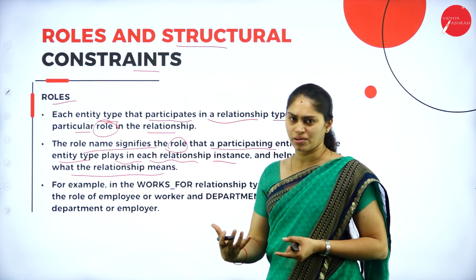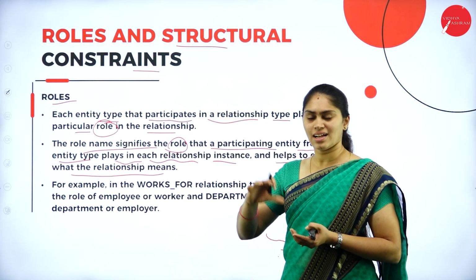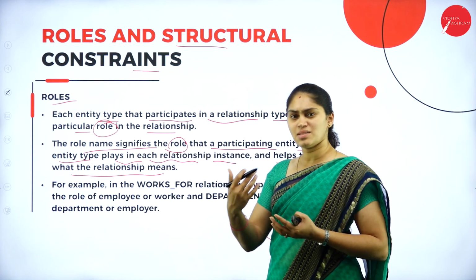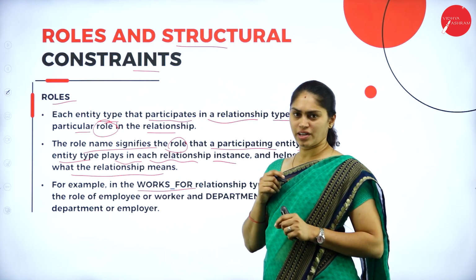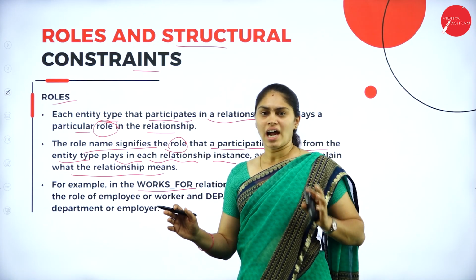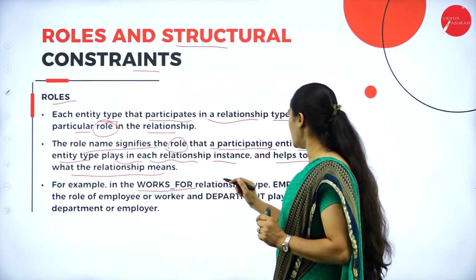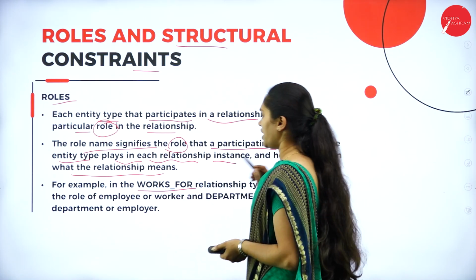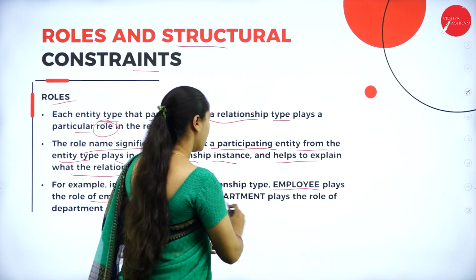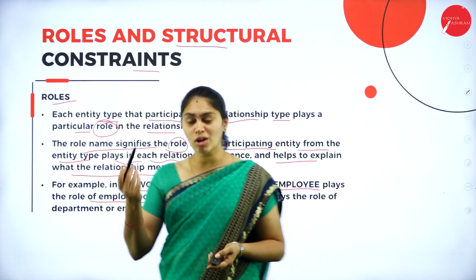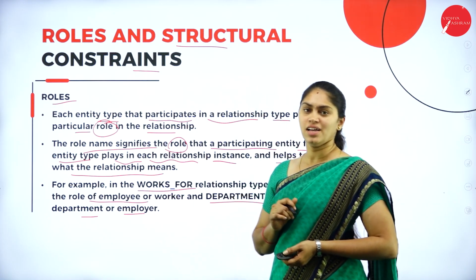If it is "enrolled for", then enrolled is the role. And if it is a student, student is an entity, and that is a role. And if it is course, that specifies the course. Here you can see one example: a works-for relationship. If you consider an employee and a department, the employee works for the department. In that works-for relationship type, the employee plays the role of employee or worker, and the department plays the role of employer, department or higher authority. This is what specifies the roles.